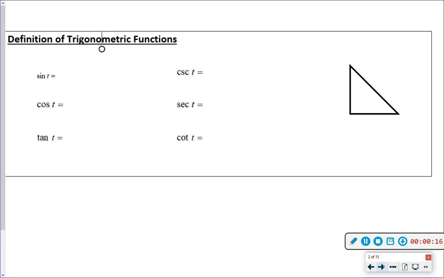So first, we need to just go through and define the trig ratios. Ratio, remember, fancy word for a fraction. You're comparing two sides of a right triangle. So off on the side, I drew my little digital one. Draw yourself a right triangle. Put my little right angle in there.